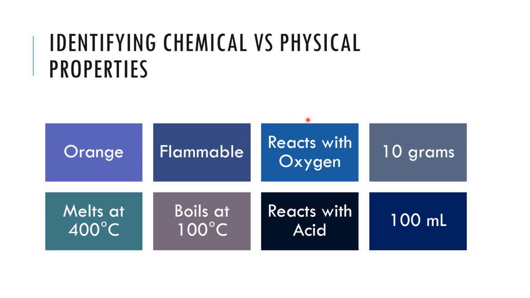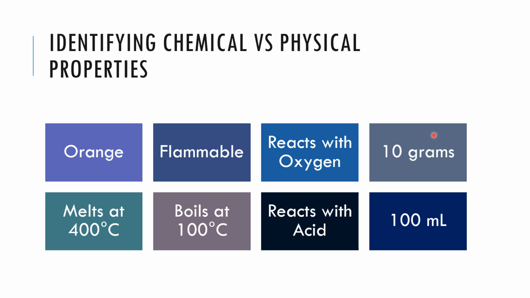And then the same thing, reacts with oxygen. This is also a chemical property. In order to find out something reacts with oxygen, we need to do a chemical change. And in that chemical change, something was reacted with oxygen and it formed a new substance. Some metals can react with oxygen and you form a metal oxide, and that's one example. We have formed some new substance.